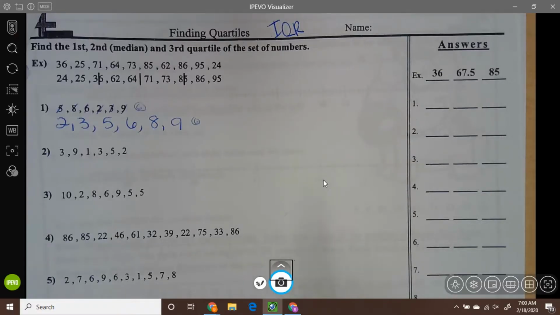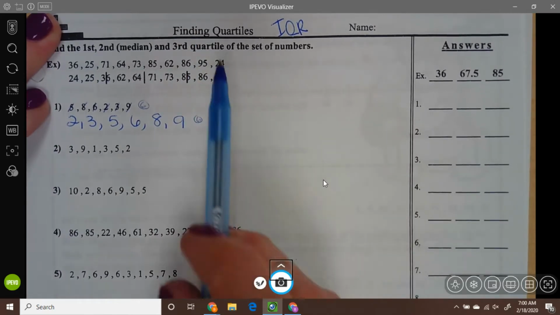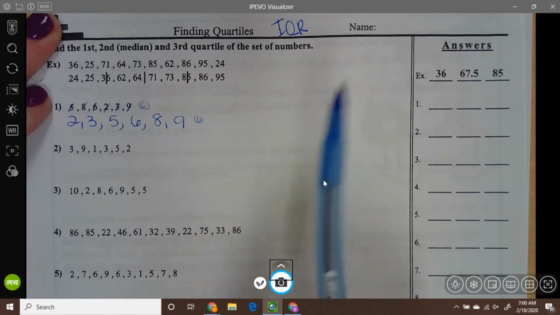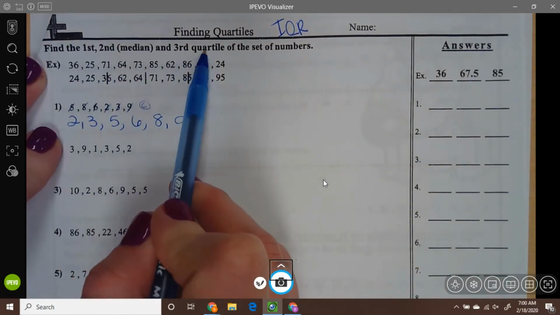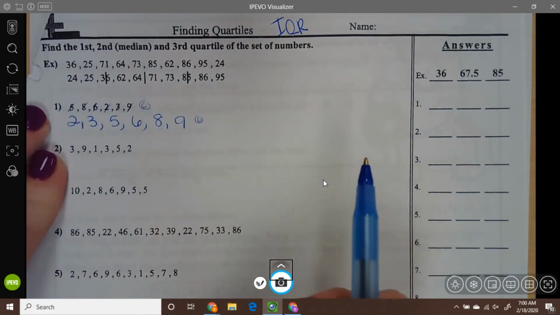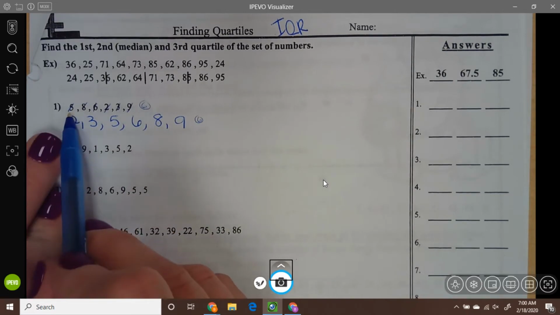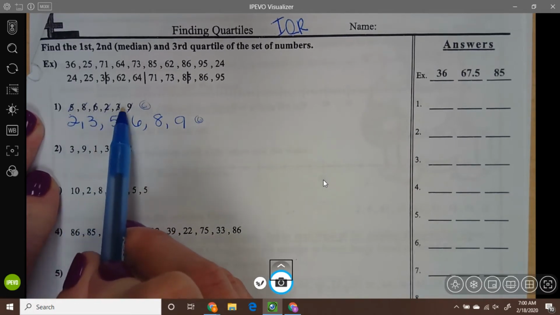So in your statistics sheets, you should be able to find this page that says finding quartiles. It should say at the top, find the first, second (median), and third quartile of the set of numbers. You should have this example there. So we're going to work through this first example. It starts with the numbers 5, 8, 6, 2, 3, and 9.